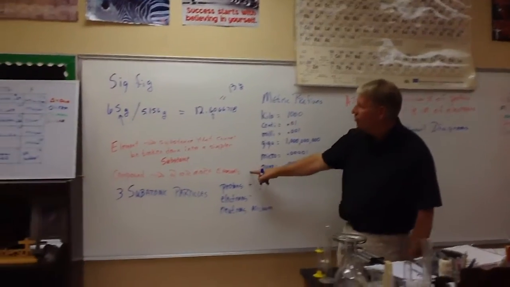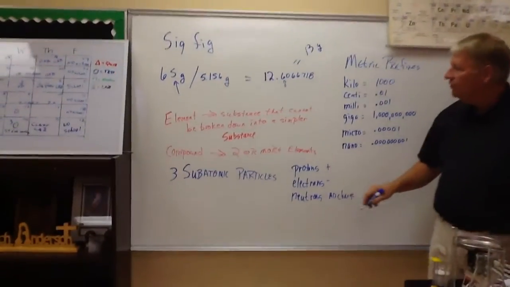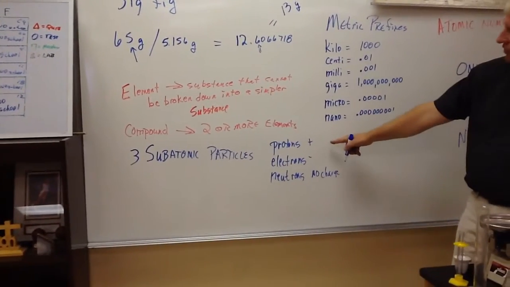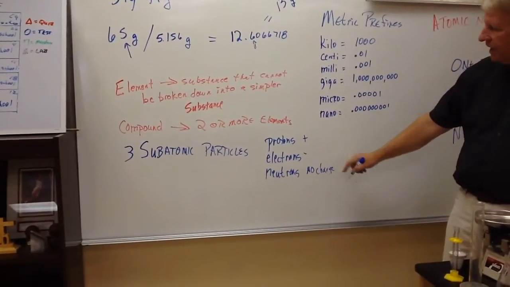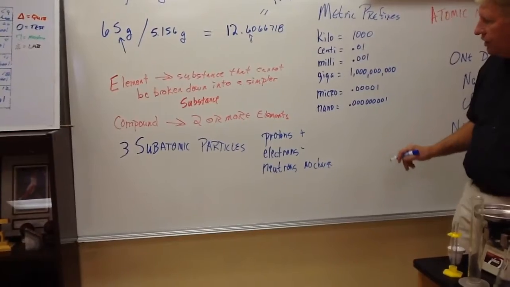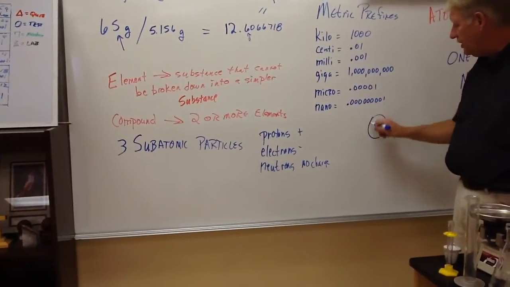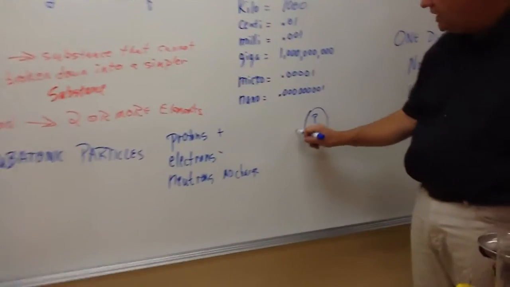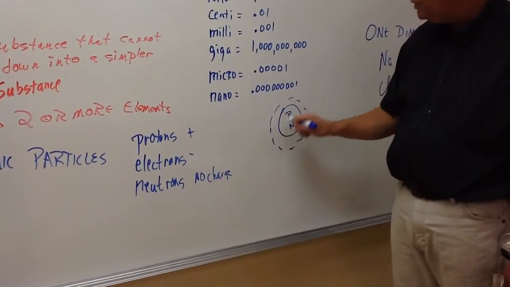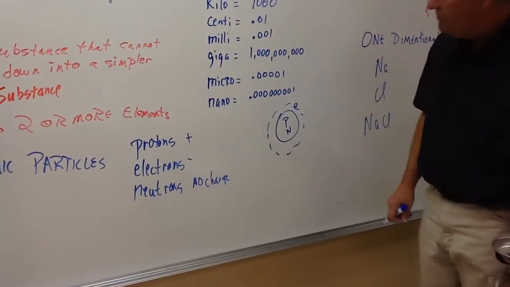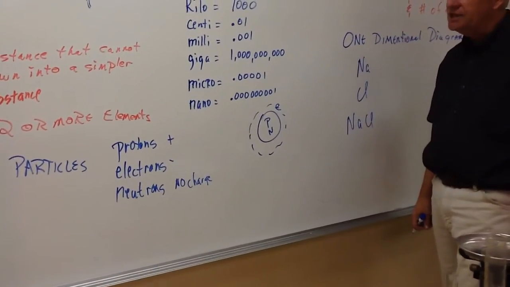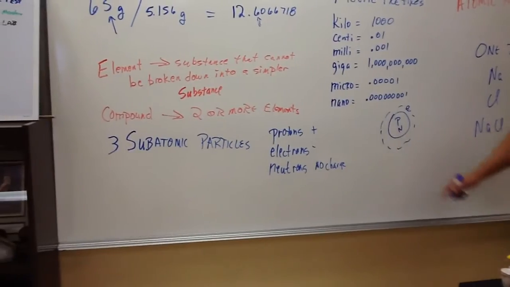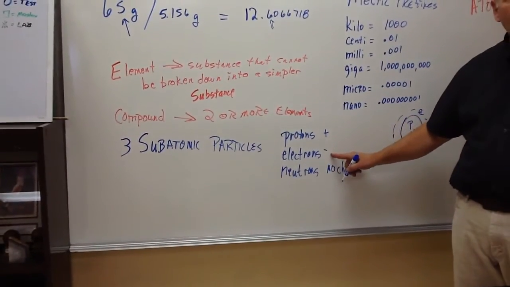A compound is 2 or more elements. And then we know that we have 3 subatomic particles. We have protons that are positive, electrons that are negative, and neutrons that have no charge. So as we look at this, we have a nucleus, with the protons and the neutrons inside the nucleus, and then of course the electrons orbit around the outside. Now, here's the neat thing. This is probably a review for you, you've had this before, but protons have a positive charge and electrons have a negative charge.